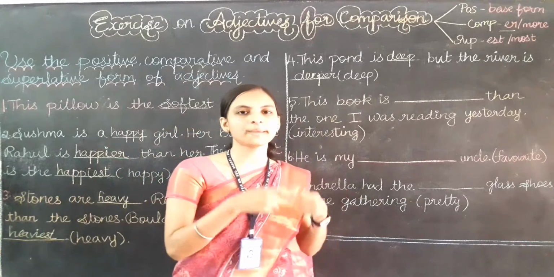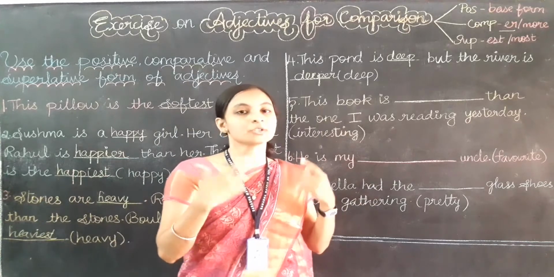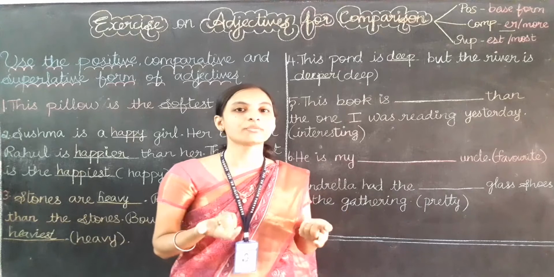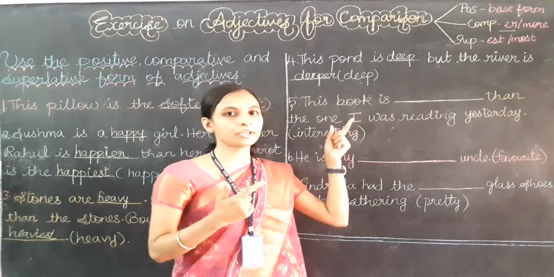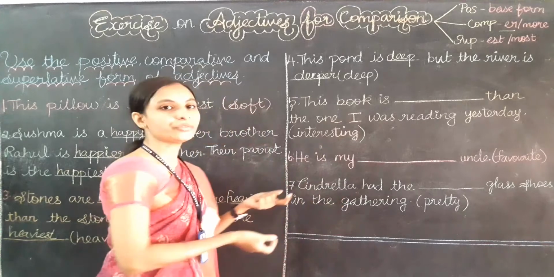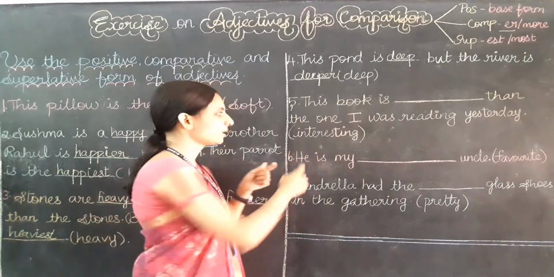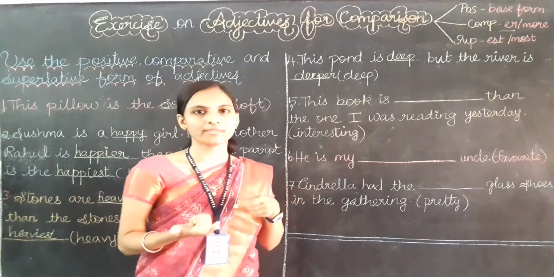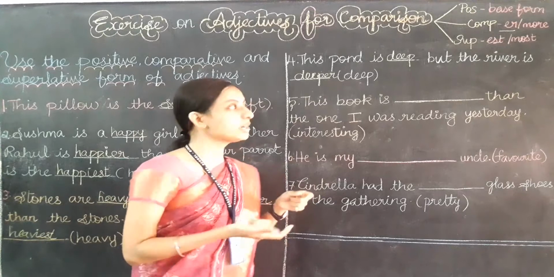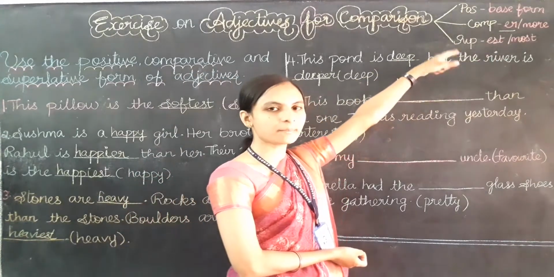I am comparing one book with yesterday's book. So here comparison is happening. When we are comparing things, which kind of form do we need to use? Yes, comparative form only, comparative degree only. And before that we need to find out whether the adjective is a small word or a bigger word. Here this word interesting is a big word only. So when we are comparing things, we use the comparative form only.